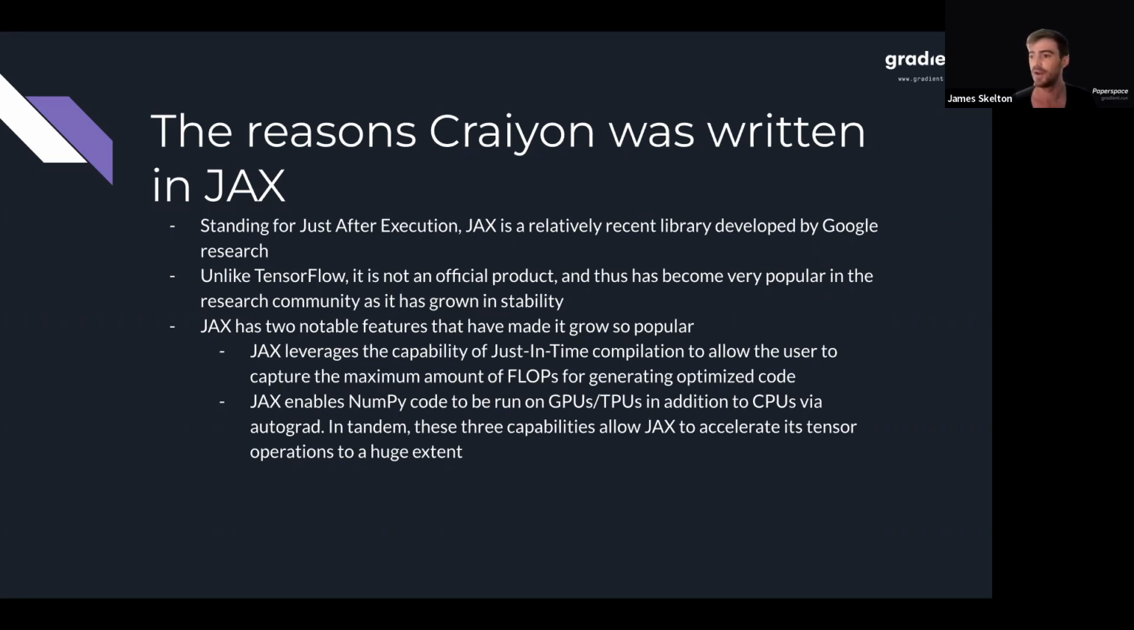But really, the advantages of JAX boil down to 2 things. The first is just-in-time compilation, which basically allows the user to capture the maximum amount of FLOPs for generating optimized code. And then it also enables NumPy code to be run on GPUs and TPUs in addition to CPUs via Autograd. This is their upgraded version of Autograd, if you're familiar with Autograd. In tandem, these two capabilities allow JAX to accelerate tensor operations to a huge extent compared to TensorFlow and PyTorch.